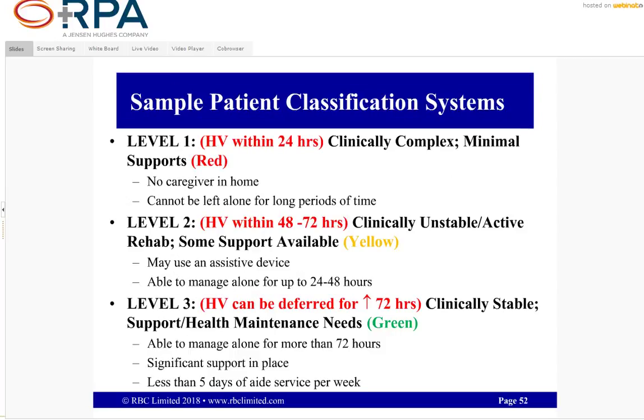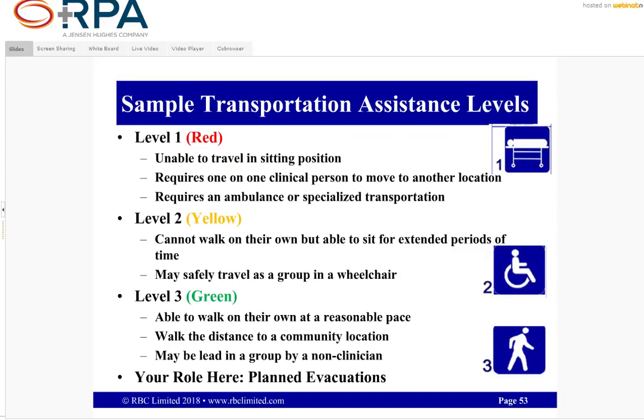So I gave you some examples. Some people use level 1, 2, 3, and they define it with examples, level 1 being very clinically complex with minimal support in the home. Level 2 is unstable with some support. Level 3, clinically stable. Of course, they can manage alone, and they do much better. We label them the green level. If you're in a PACE, we're using color when we're triaging them.